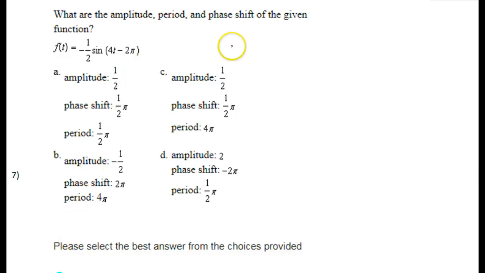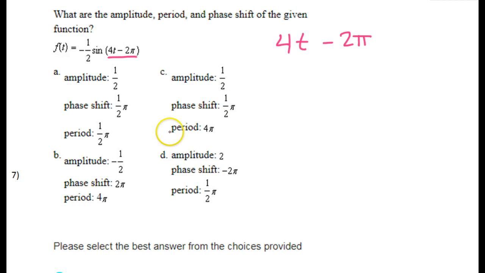What are the amplitude, period, and phase shift of the given function? Before we answer that question, we need to rewrite the function a little bit. Look at what's inside of the parentheses here. Focus on that. So we have 4t minus 2 pi.